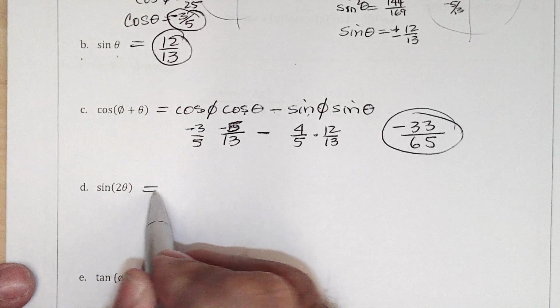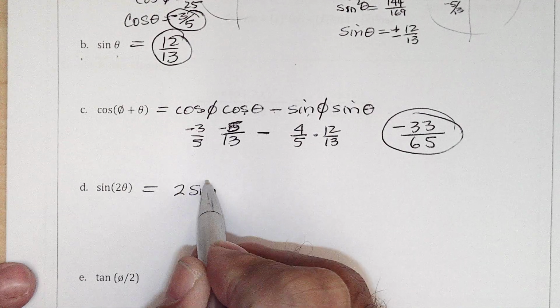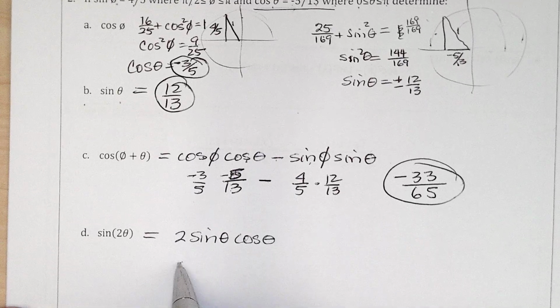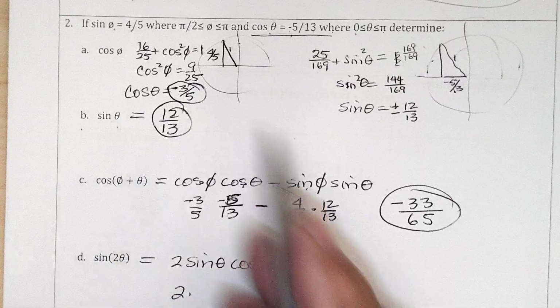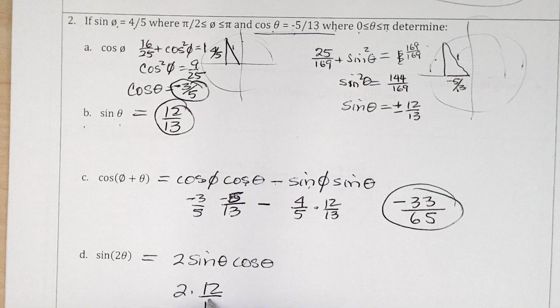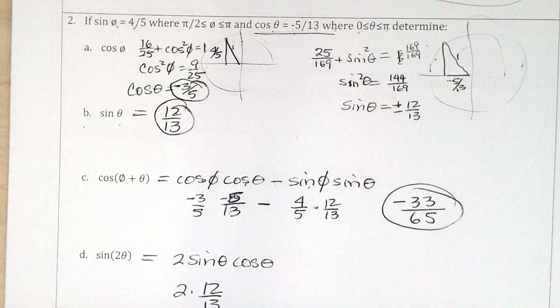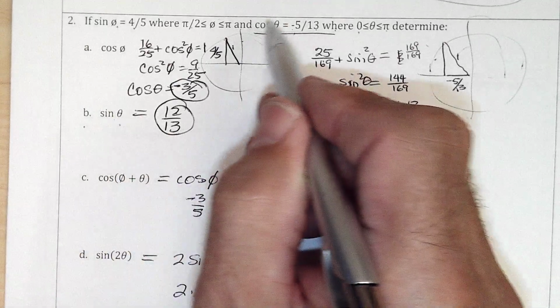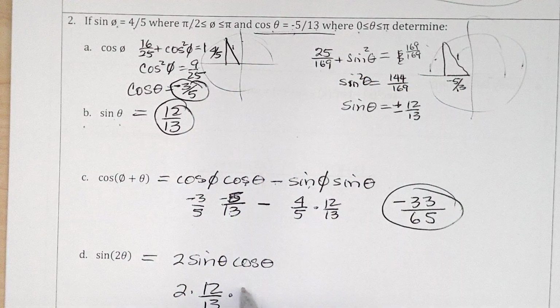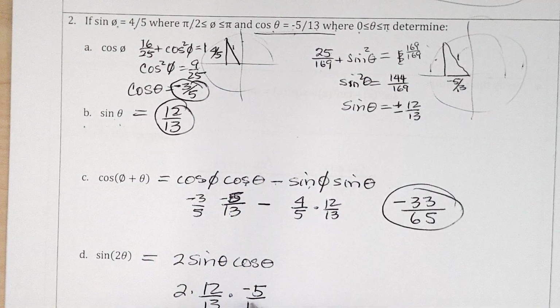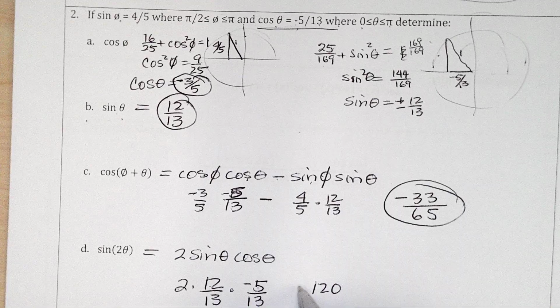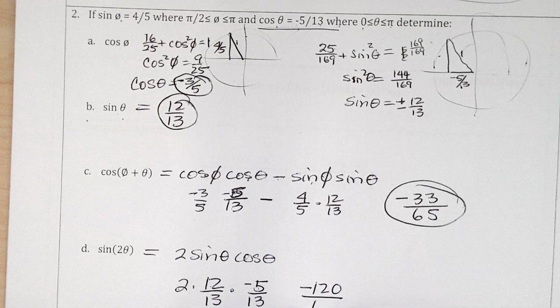Sine of 2 theta is 2 sine of the angle times the cosine of the angle. So it's 2 times sine of theta, which is 12/13. So you can see that if you don't get these right, you're going to miss a whole lot of problems. And the cosine of theta was negative 5. So we got 10 times 12, 120, negative over 169.